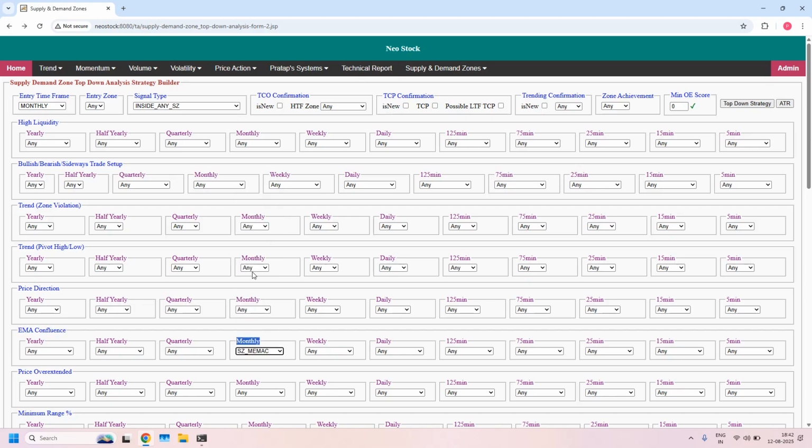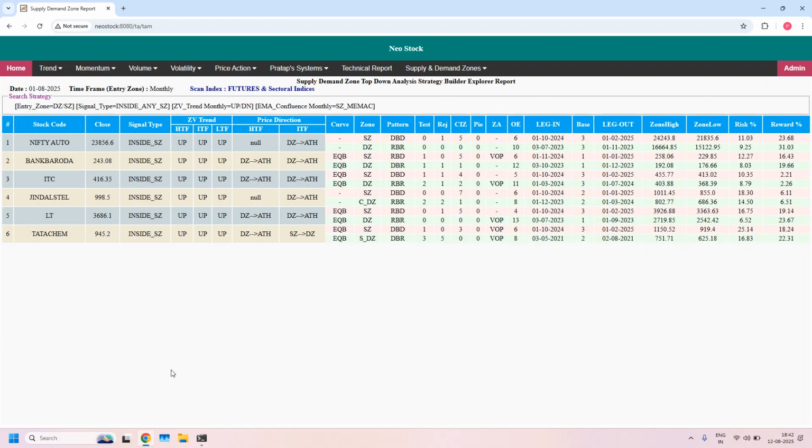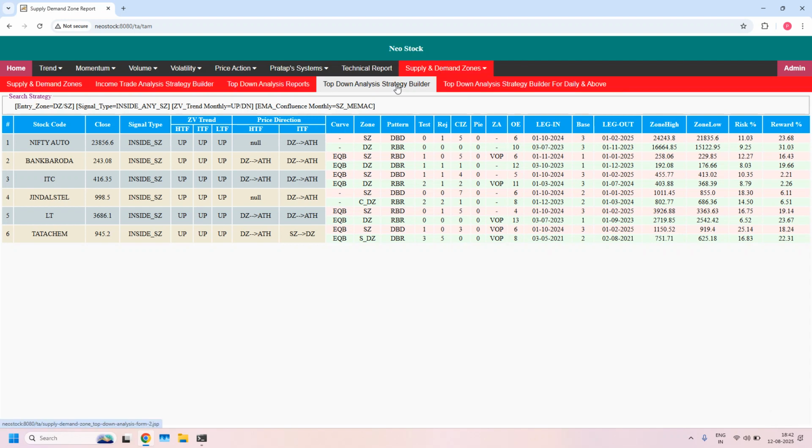Monthly supply zone with monthly EMA confluence, and also trend on the monthly should not be sideways. It can be up or down. We got 6 stocks. Current price closed in these 6 monthly supply zones. Those monthly supply zones are having monthly EMA confluence. So this is about monthly time frame. The next time frame is weekly.